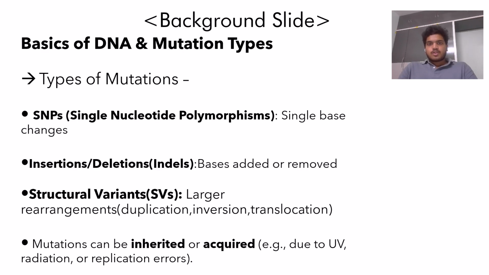Before moving to the methodology, let's briefly go over the types of mutations. SNPs, which are single base changes. Insertions or deletions, also called indels, which mean the addition or removal of bases. Structural variants, which are larger changes like duplications, inversions, or translocations. Mutations can be inherited or caused by external factors like UV radiation or replication errors.